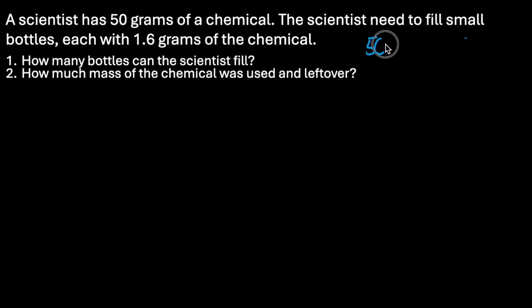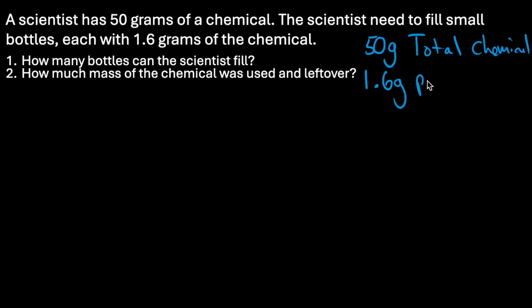So we have 50 grams of this chemical. I'm going to just write total chemical. And the scientists need to fill these small bottles with 1.6 grams of this chemical per bottle. So if we need to fill bottles, each having 1.6 grams, and we're given 50 grams of this total chemical, we need to see how many times 1.6 can fit into 50.